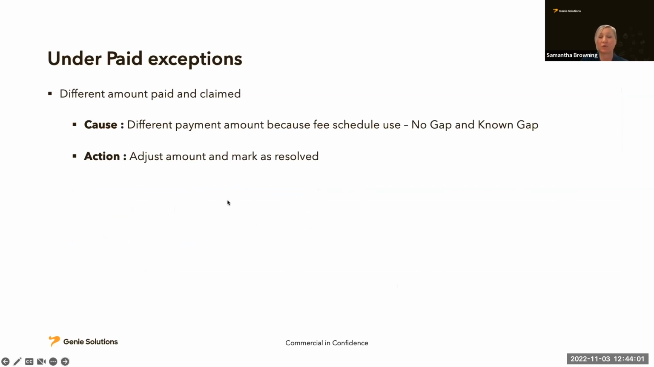Like I said before, in our health fund setup, we need to make sure that we've got the correct fee schedule selected, because it's actually at the health fund end that this is determined, and we need to replicate that in Gentu. If you've got the wrong fee schedule selected, you're likely to get errors where they've paid you less than what you've claimed, and this will come through as an exception in Gentu. So what we need to do is adjust out the amount that they haven't paid, and then mark the claim as resolved.